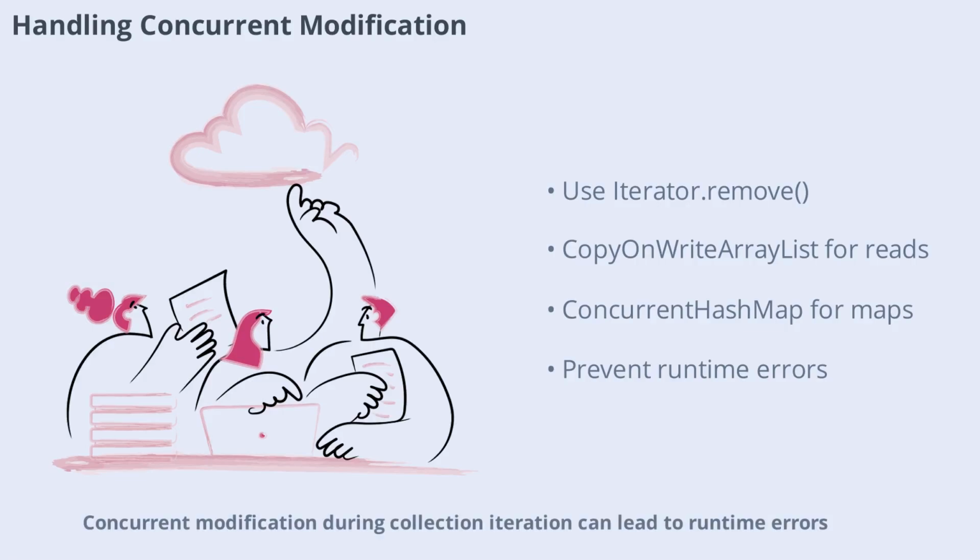Concurrent modification during collection iteration can lead to runtime errors. To safely delete elements while iterating, use Iterator.remove. For read-heavy lists, CopyOnWriteArrayList is a good choice as it avoids modification issues. When dealing with concurrent maps, ConcurrentHashMap is the preferred solution. By using these approaches, you ensure thread safety and prevent unexpected behavior in multi-threaded environments.